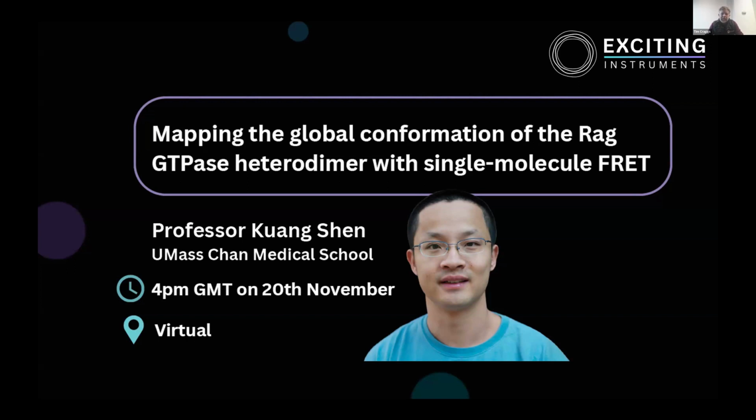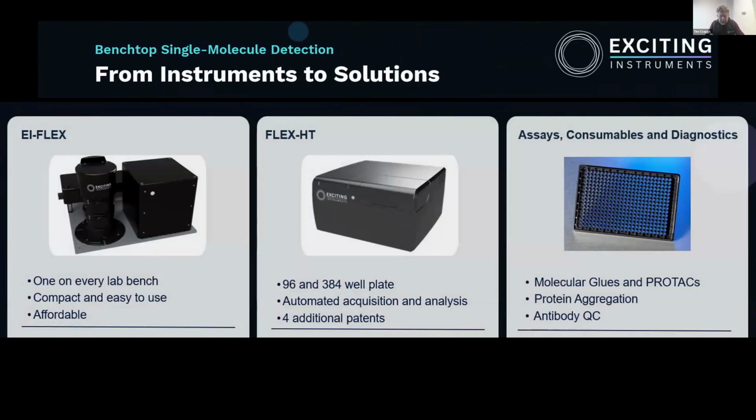So I'll talk a bit about Kwang in a minute, but first a little bit about Exciting Instruments. As I'm sure many of you are aware, we make exciting instruments that excite molecules with laser light, hence the slightly punny name. This is our V1, the EI Flex, for which Kwang was one of our first early adopters, actually.